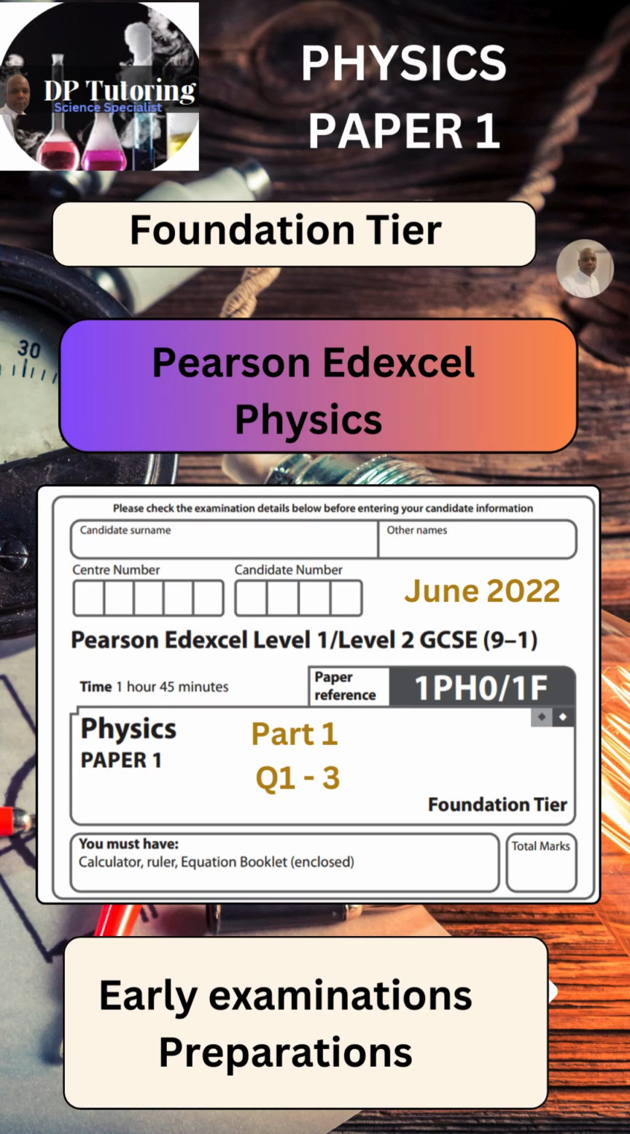So welcome again, everyone. Today we're going to look at Physics Paper 1 from Edexcel, for the Foundation tier students only, and it is taken from the June 2022 paper. It will be a three-part presentation, and the first part is on questions 1 to 3. Please pause the video as we go through and check that you understand the questions before you move on.